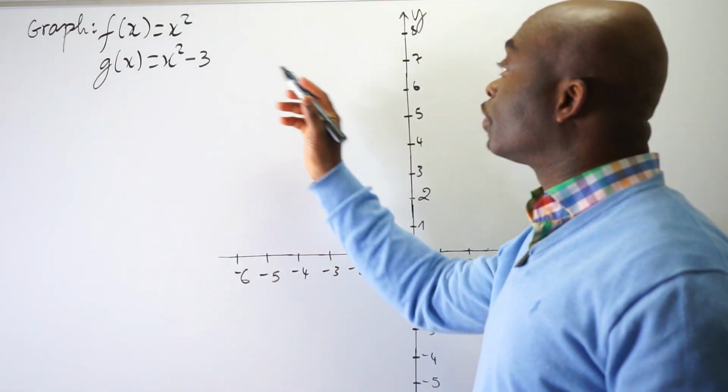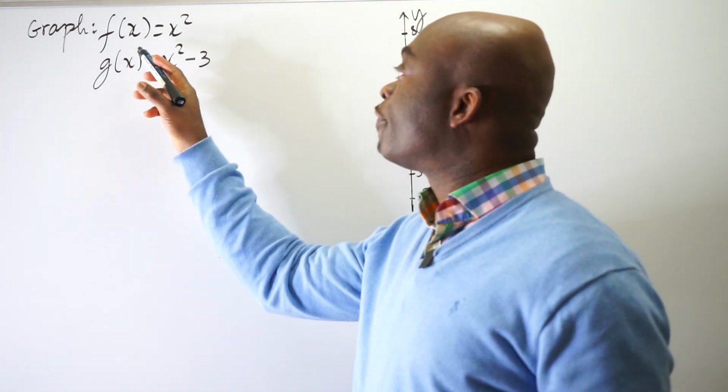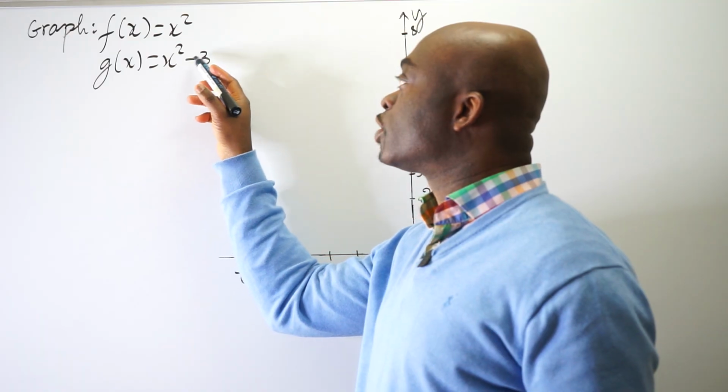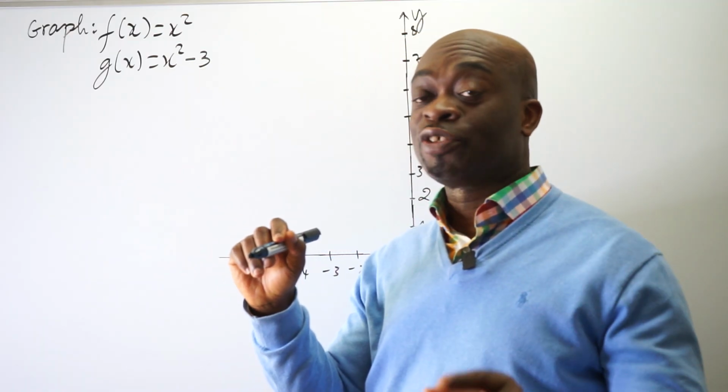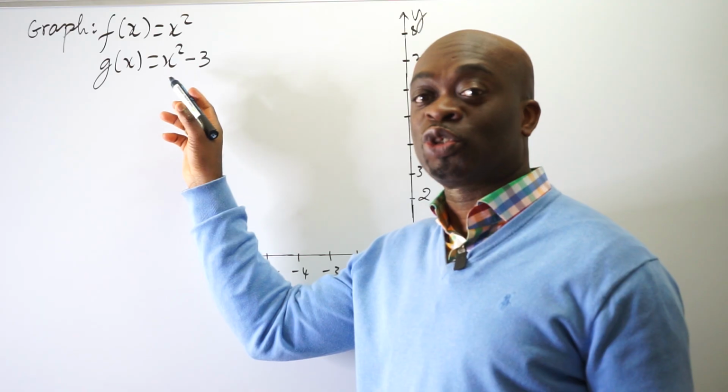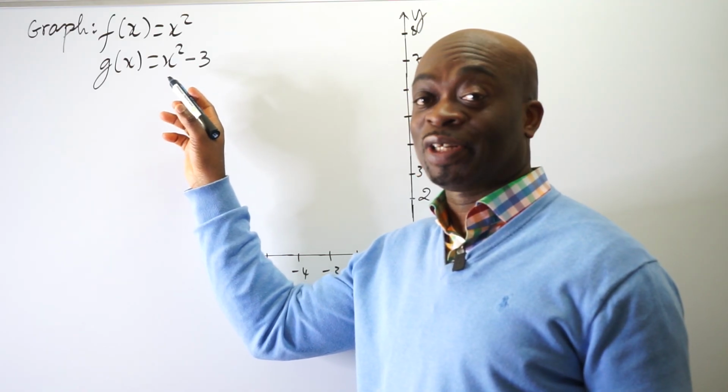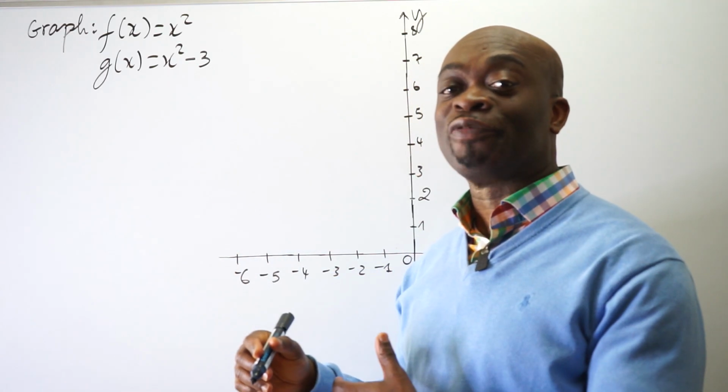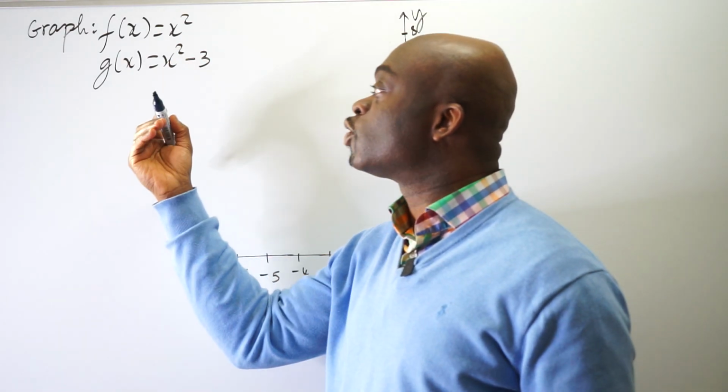We have to graph these two functions here: f of x equals x squared, and g of x equals x squared minus 3. As you can see, there's a relationship between those two functions, and we will see that while we're graphing them. So the first one, f of x equals x squared.